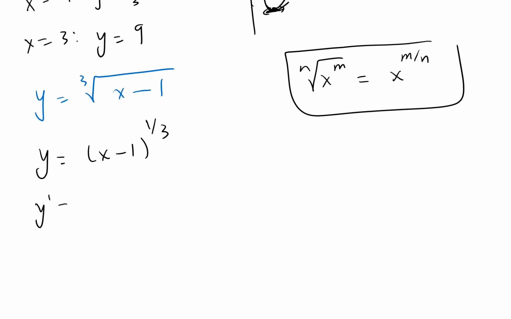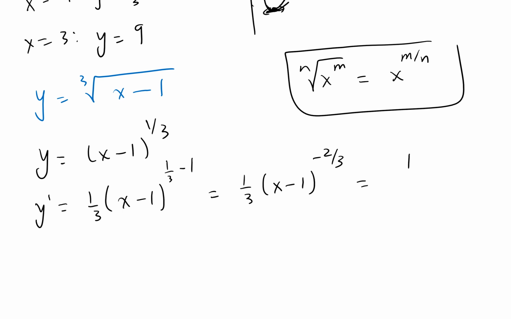Then what is y prime? It's 1/3 (x minus 1) to the 1/3 minus 1, which is 1/3 (x minus 1) to the negative 2/3, which we should write by bringing it down, no negative exponents.